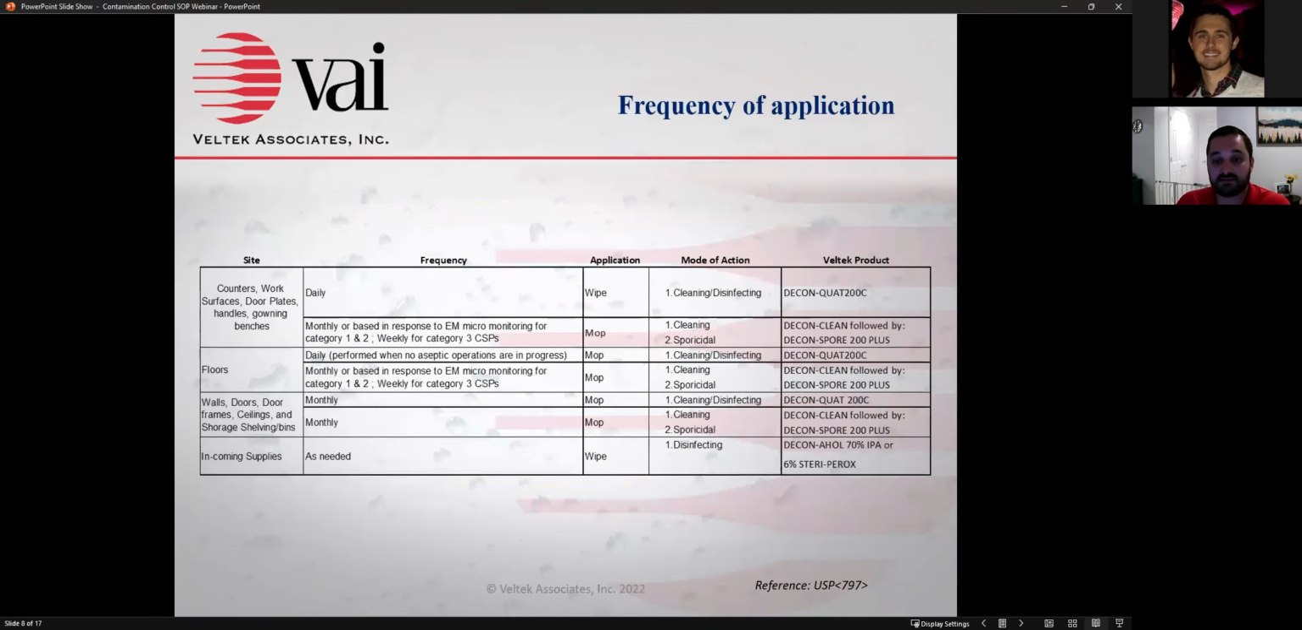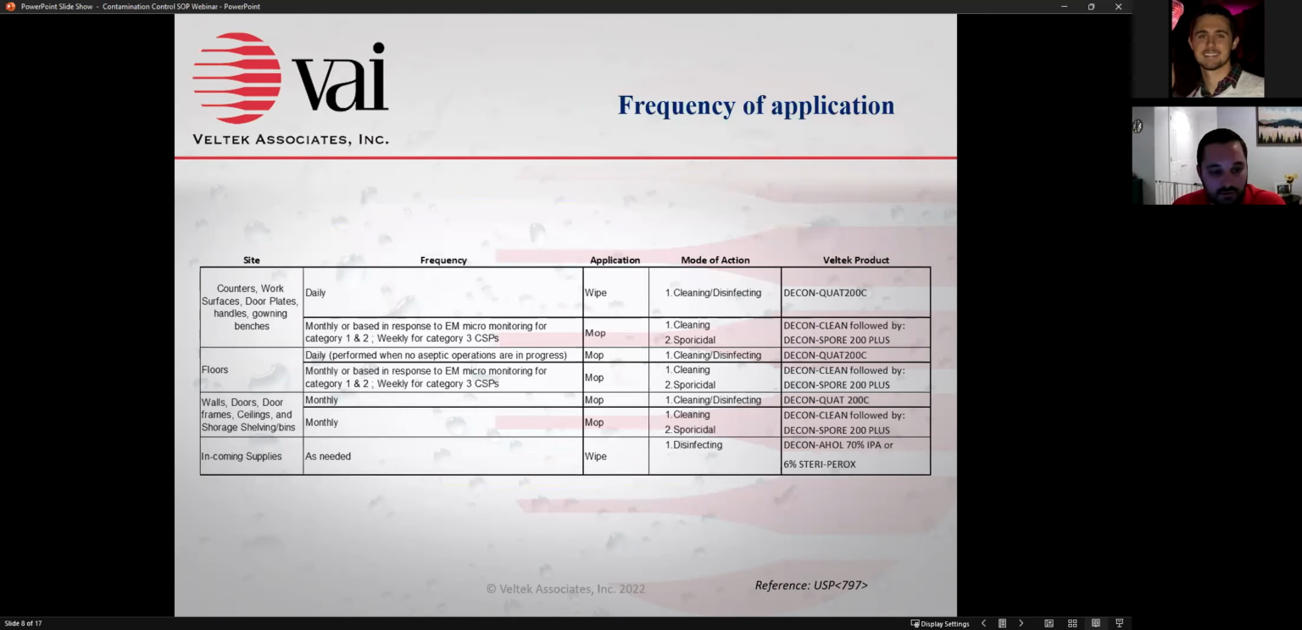This here is any sites outside of the pass-throughs or PECs. Counters, work surfaces, floors. Again, most of it's staying daily for your cleaning, disinfecting, for your daily broad spectrum. Whereas, again, those category changes affect how often you're applying a sporicidal agent. So category 3, again, they're saying weekly now, where that used to be the old high risk category. And category 1 and 2 is still monthly. And again, I put in there just or based off of your environmental monitoring results.